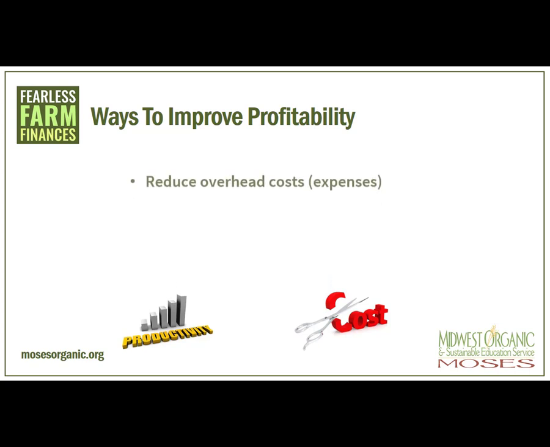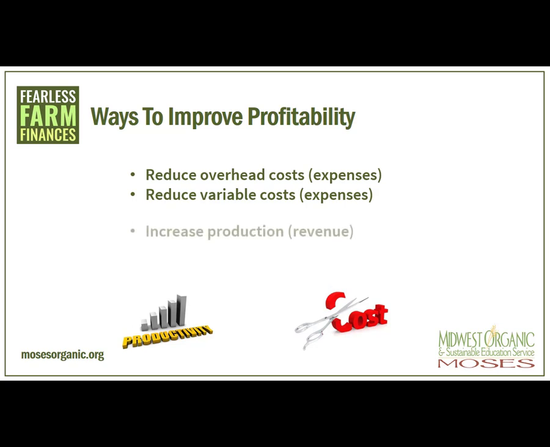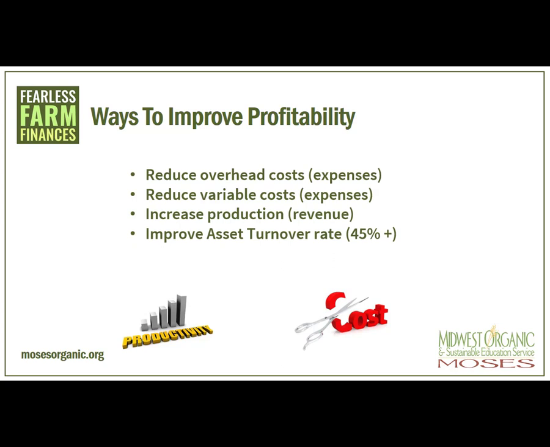So ways to improve profitability: reduce overhead costs, our expenses. Reduce our variable cost expenses. Increase production, more revenue. Improve your asset turnover rate, 45% or plus. Wow. And improve our operating profit margin to 25% or more.